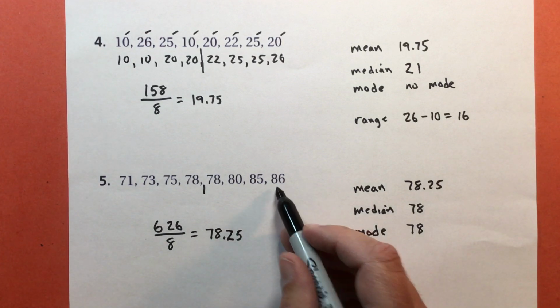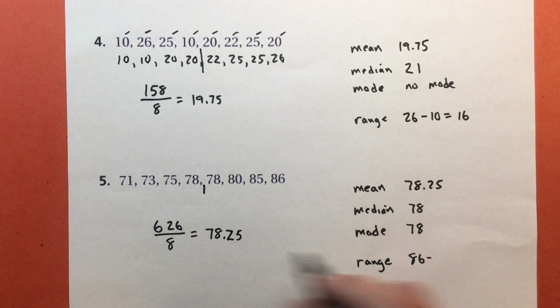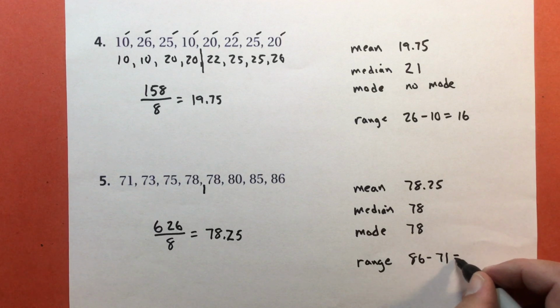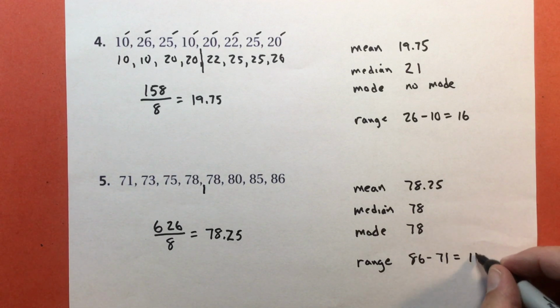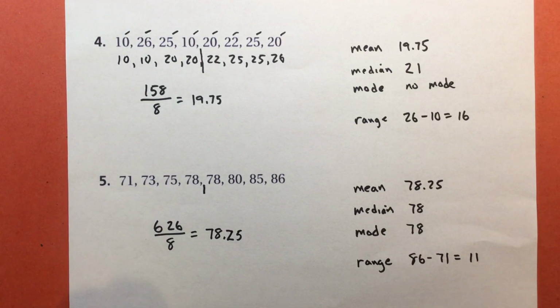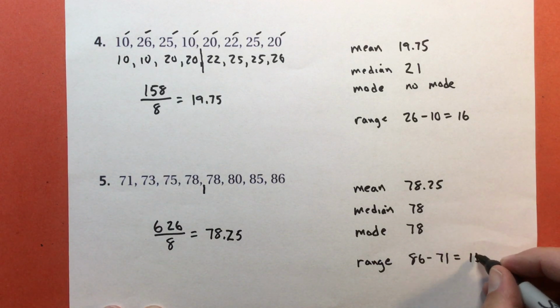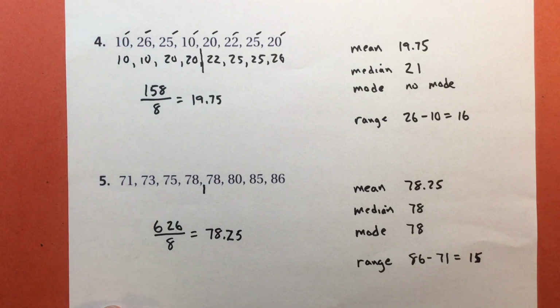The range is going to be the biggest number, subtract the smallest number, and I do believe that that is going to be 11. So the numbers are spread out over, whoa, excuse me, I said 11, I meant 15. My bad, 15. So the numbers are going to be spread out over a range of 15.